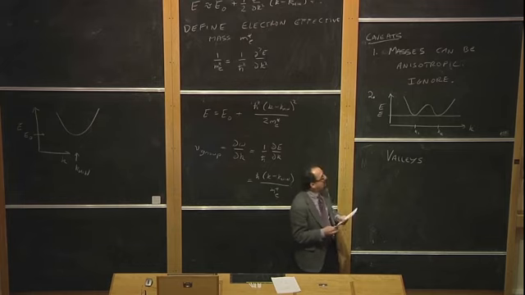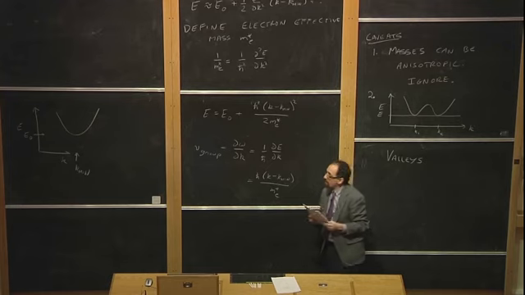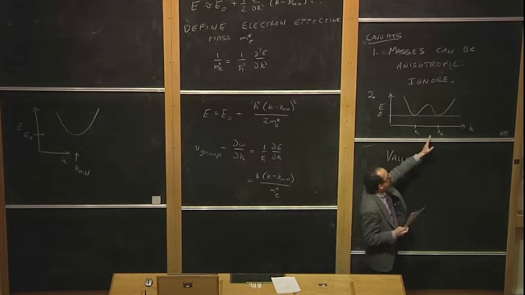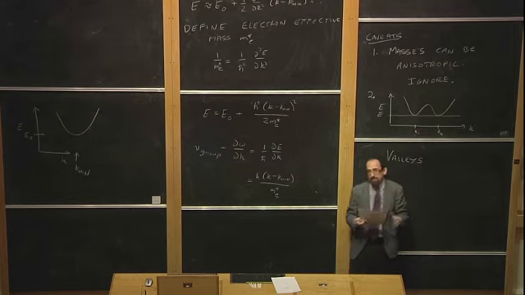So you have to keep track of whether the electron is in this minimum or this minimum. But the general rule applies that if you displace yourself from the minimum to the right, you're moving to the right. If you displace yourself from the minimum to the left, then you're moving to the left. Okay?